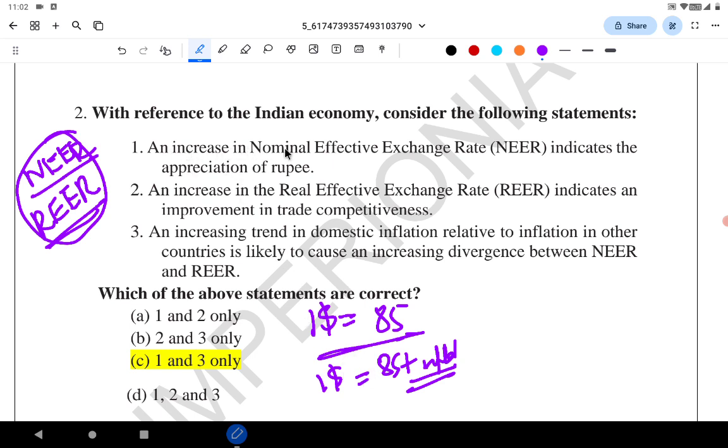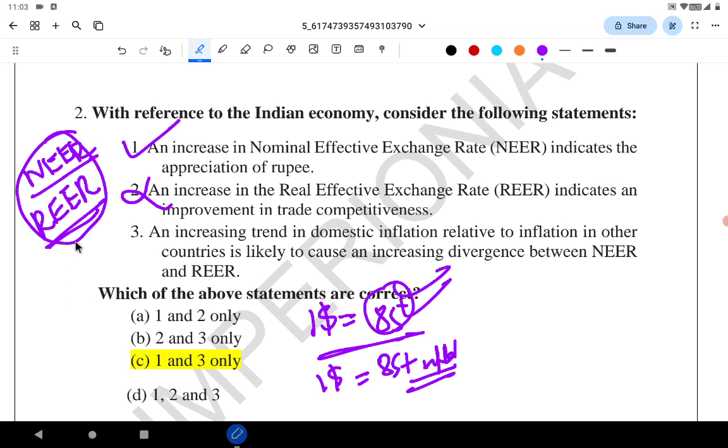So it says an increase in the nominal effective exchange rate, that is if the rupee appreciates, it indicates appreciation of the rupee, 100%. The nominal effective exchange rate improves when the rupee appreciates, so option A is correct. An increase in the real effective exchange rate indicates an improvement in the trade competitiveness, not necessarily. The increase in domestic inflation relative to the inflation of the other countries is a likely cause of divergence, correct.